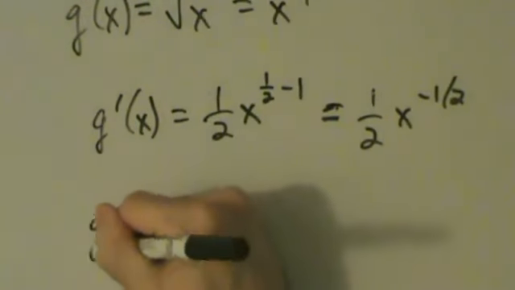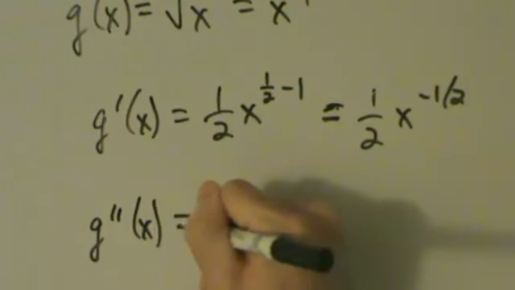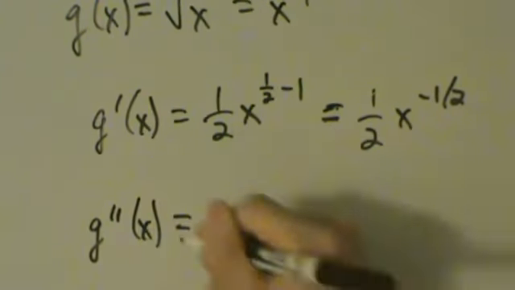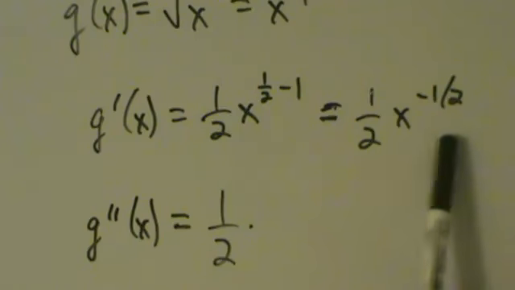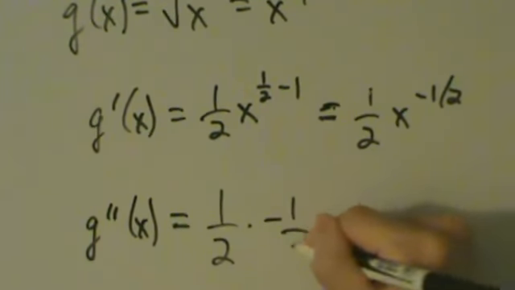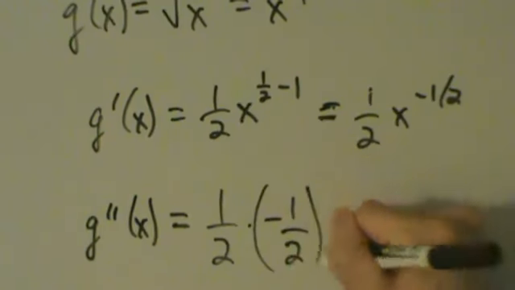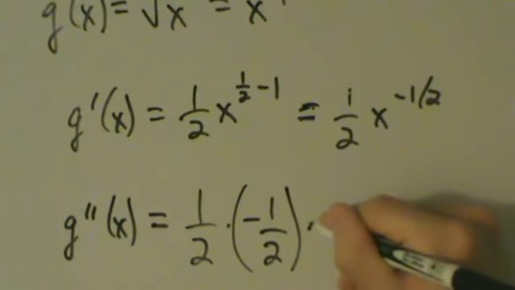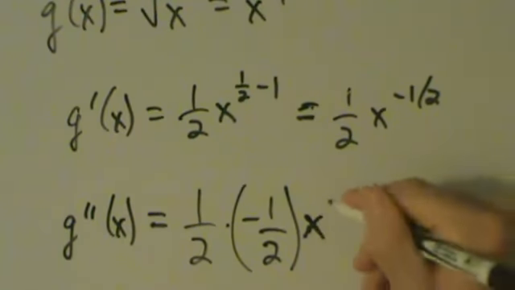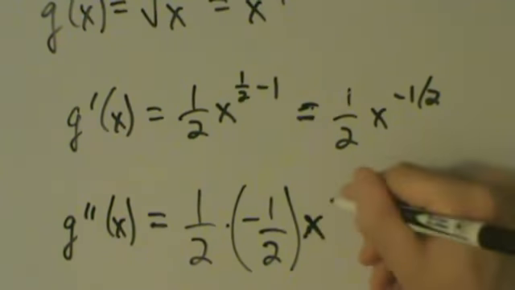So then g double primed of x equals, so here we have a 1/2. It's just a constant being multiplied by all this other stuff here. So the 1/2, we'll just pull it out of the derivative. So we're going to have 1/2 times the derivative of this guy. What's the derivative of this guy? It's negative 1/2. Okay, negative 1/2, and then times x to what? To negative 1/2 and then minus 1.